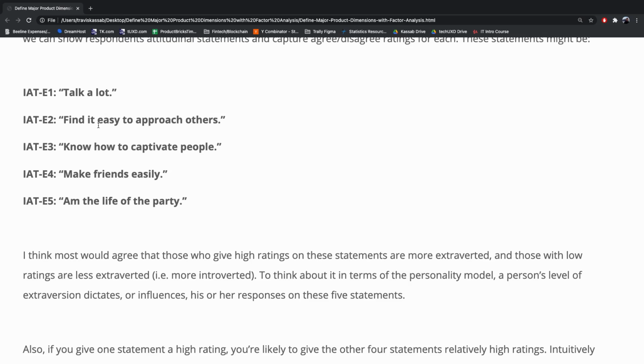And so here's an example of five statements right here. Talk a lot, find it easy to approach others, know how to captivate people, make friends easily, and the life of the party. So they had people rate these on how relevant they are to their personality on, let's say, a 1 to 6 agree, disagree scale. I think we can all agree that on these five statements, if you rate these as higher, that you agree more, that they're more relevant to you and your personality, that you're more extroverted, and that the lower the rating, the less extroverted you are and more introverted you are.